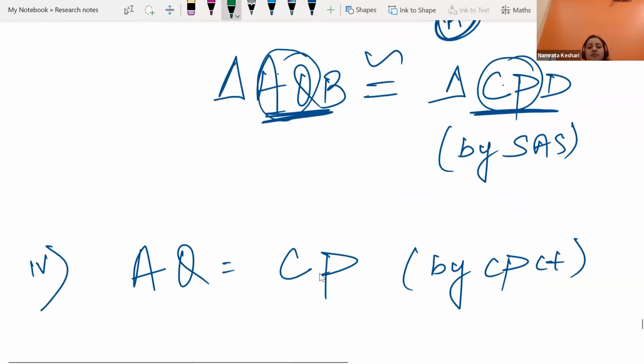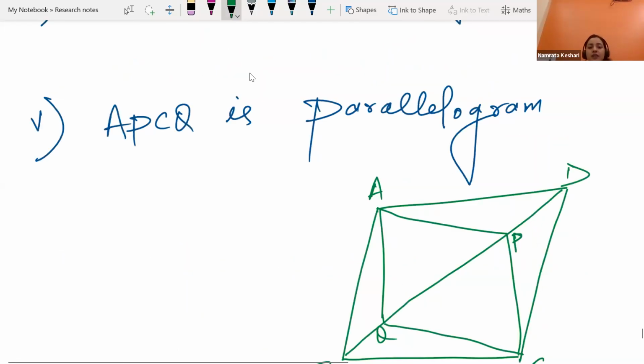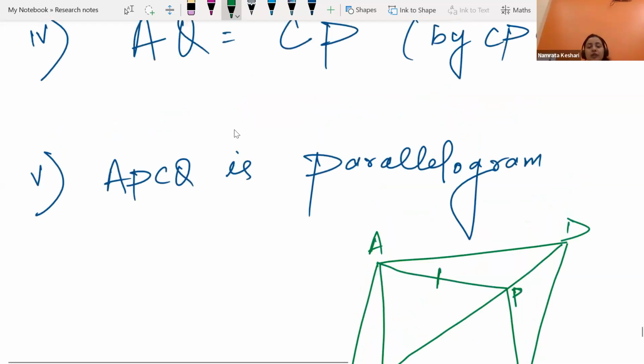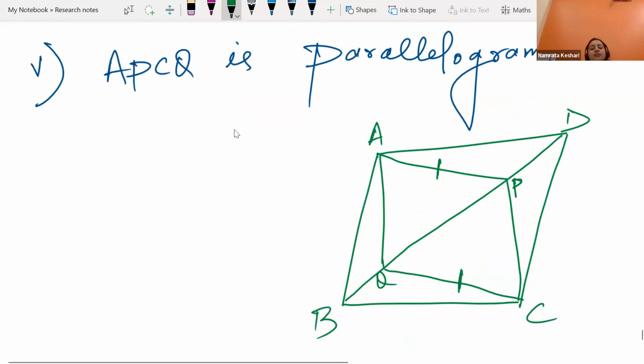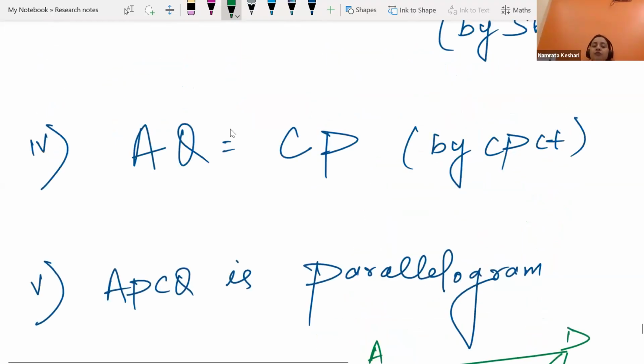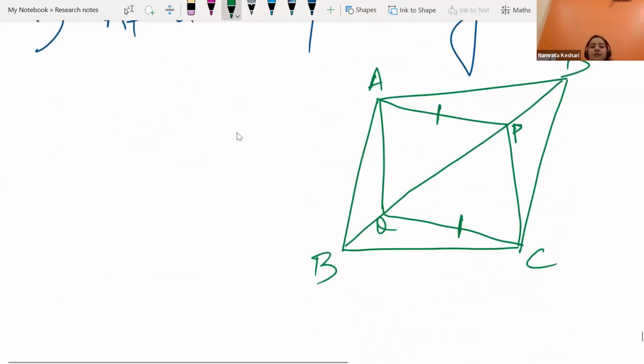So let me mark it: AP is equal to CQ. We have proved that in part 2. In part 2 we have proved that AP side and CQ side are equal by CPCT. And in part 4 we are saying AQ side and CP side are equal, again by CPCT.